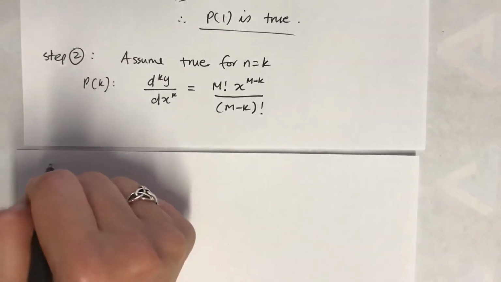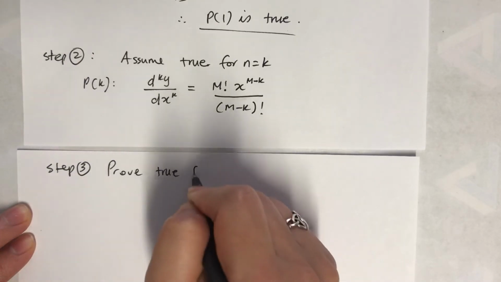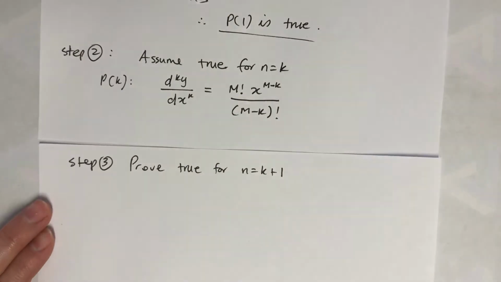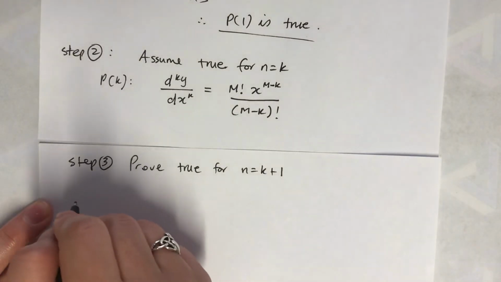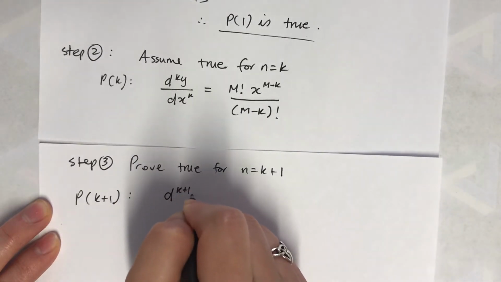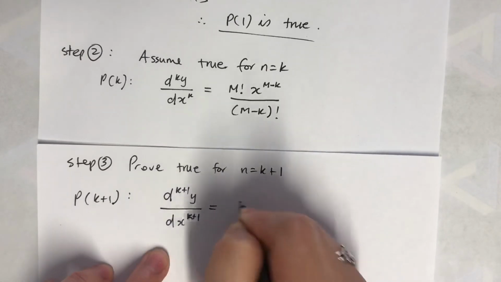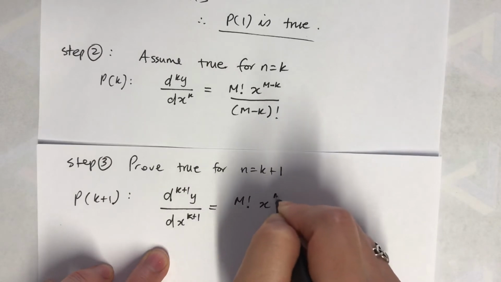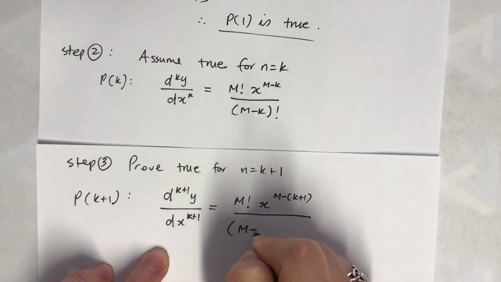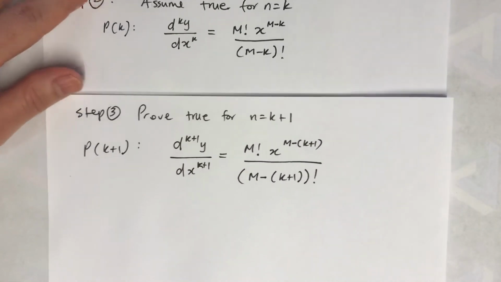The next one, let me see if I can just keep this one, and then I can continue here. Step 3, prove true for n equals k plus 1. Okay, so I'm going to put in terms of k plus 1 for a whole lot. Plus 1, m factorial, k plus 1. Okay, so I've got that written down.